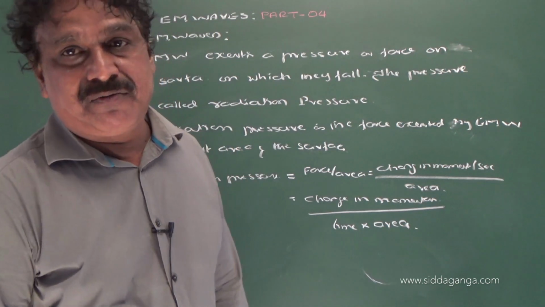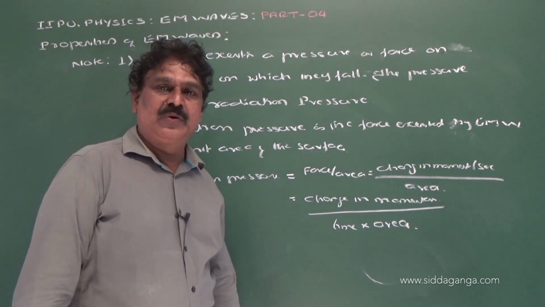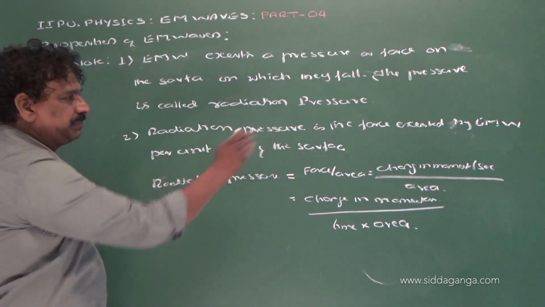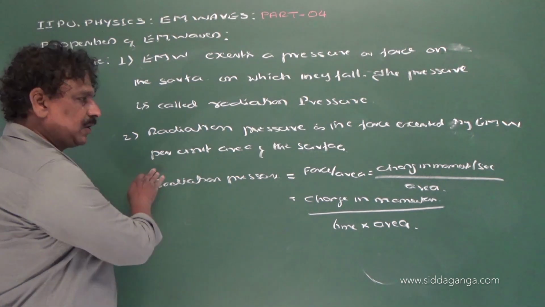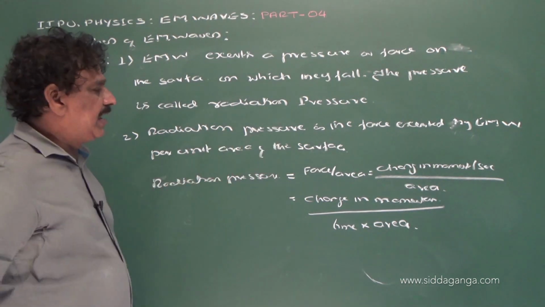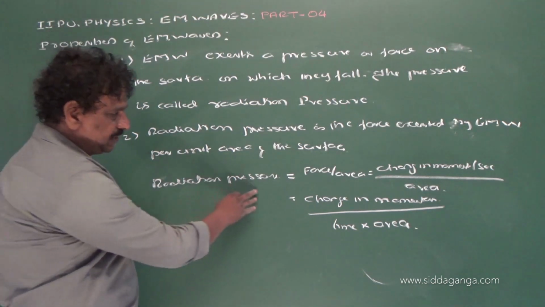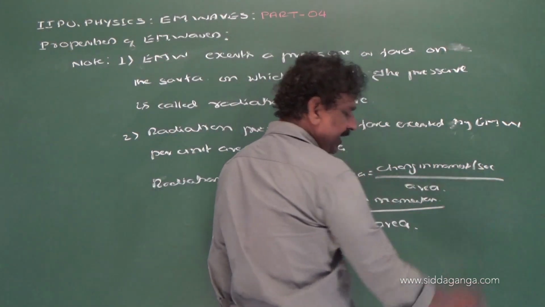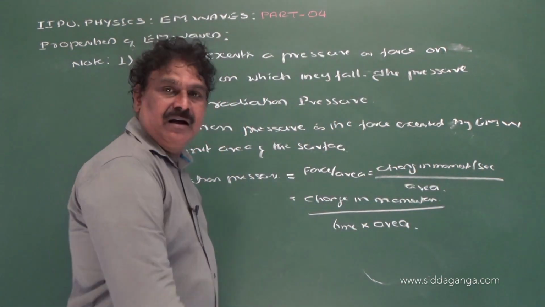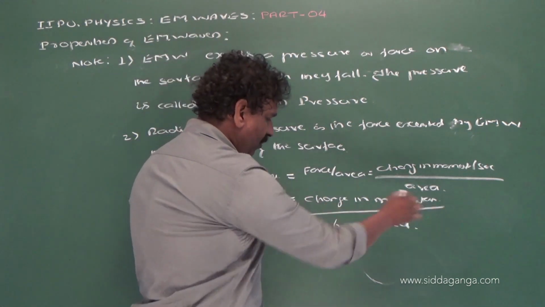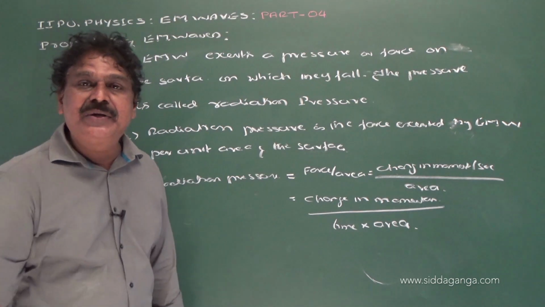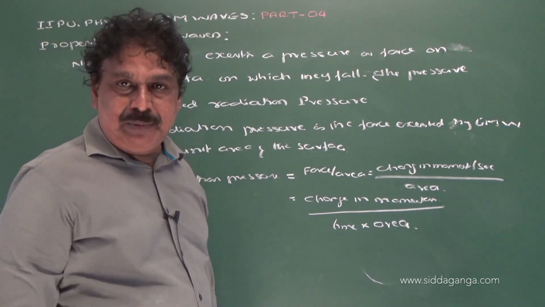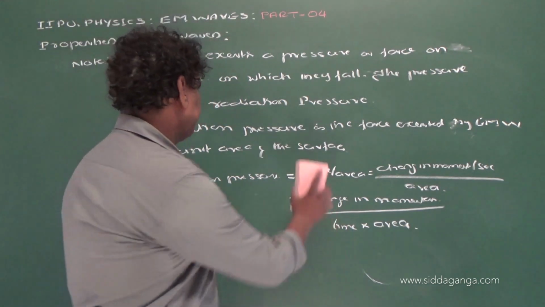per unit area. And of course, according to Newton's second law of motion, force is equal to the time rate of change of momentum. Here, radiation pressure is the force exerted by electromagnetic wave per unit area of the surface. It is given by radiation pressure is equal to force by area. Force is equal to change in momentum per second by area, or this is equal to change in momentum divided by time into area. These relations will help you in solving numerical problems.